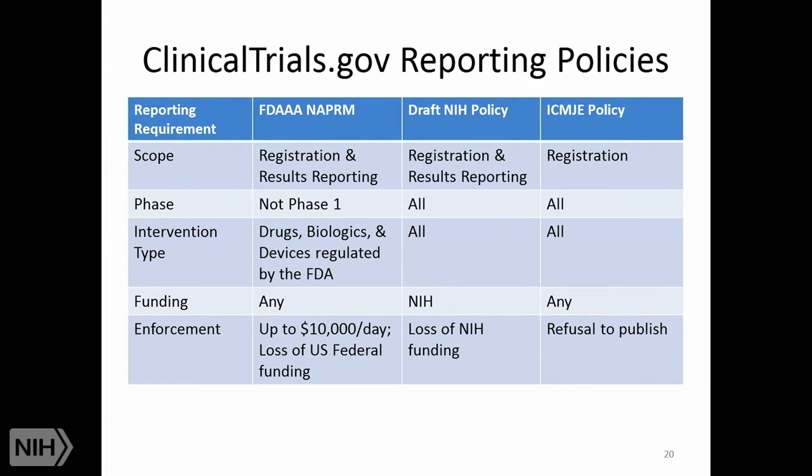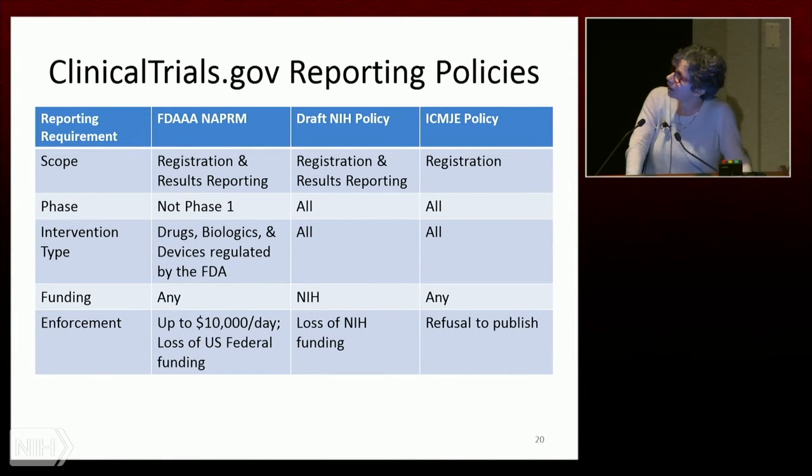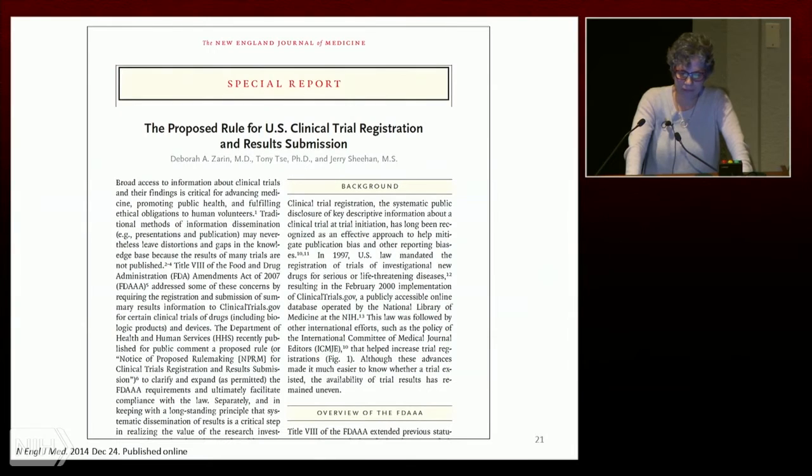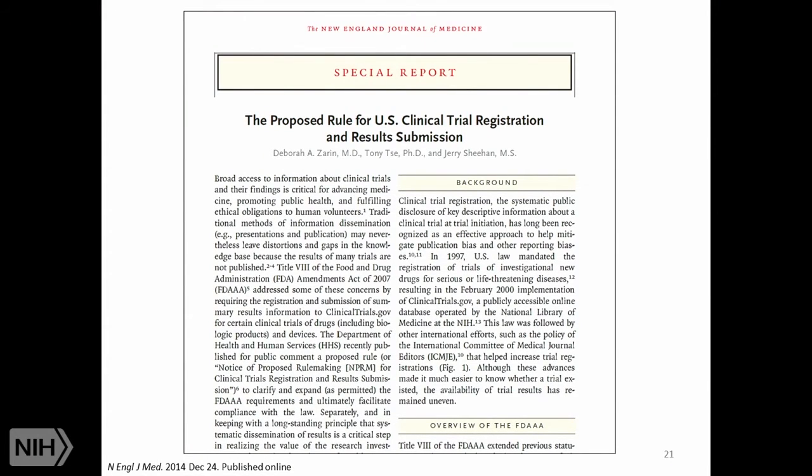In addition, you can see on this slide there are 3 columns: one for the ICMJE policy all the way on the right, one for FDA over on the left, and then the middle is a draft NIH policy, which is expected to be finalized later this year, which also requires registration and results reporting for all clinical trials funded in whole or in part by NIH. So that's a broad policy which would require registration and results reporting, regardless of whether the study involves a drug or device. And you risk loss of NIH funding for you and your institution for lack of compliance with that policy. And here's a New England Journal article describing those policies.